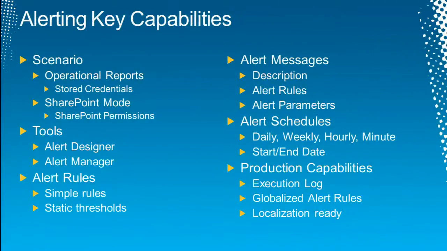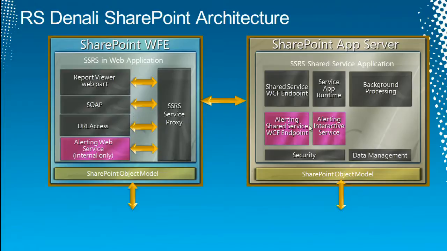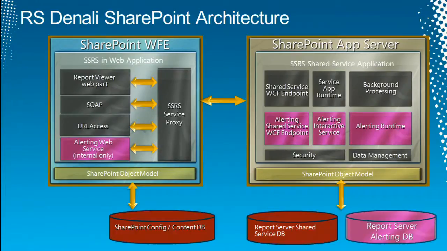So I basically covered all this. So let's go ahead and dive into the demo. It'll be a little easier to understand. Oh, before we do that, let's go ahead and do this. So this is the way that it actually runs underneath the covers. And you can see it is, because we are in SharePoint integrated mode, there is a piece of the alerting service that sits on the SharePoint web front end. There's the service itself and the scheduling and the running of the alerts. That all happens on the back end on the SharePoint app server. The front end talks to the config databases and the content databases, and the back end talks to the report server shared service. Okay.